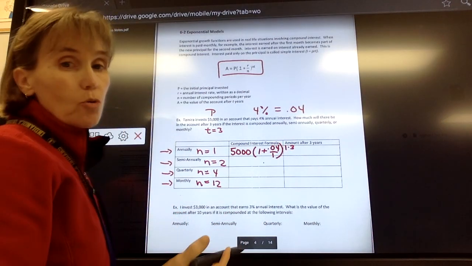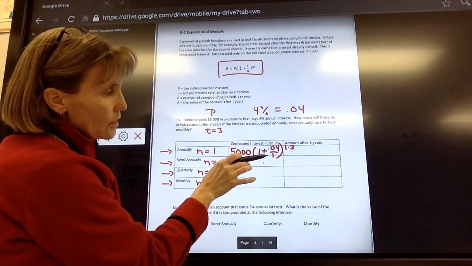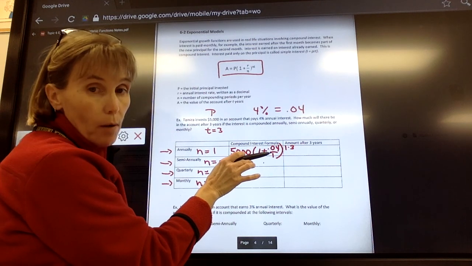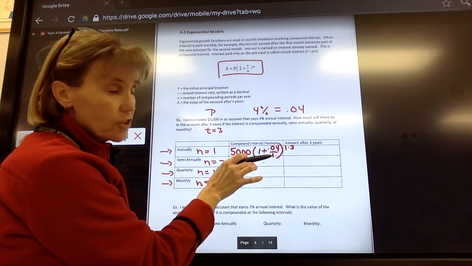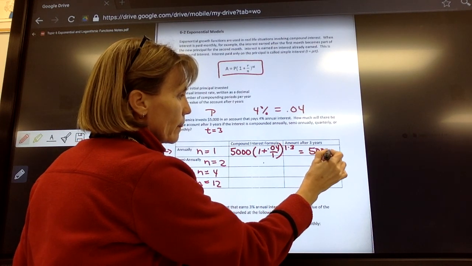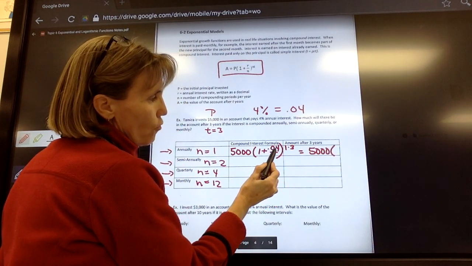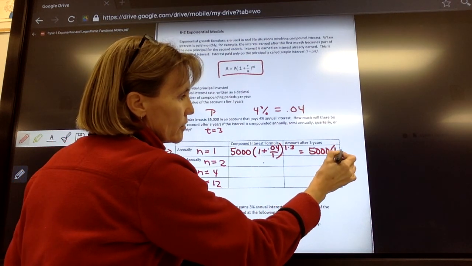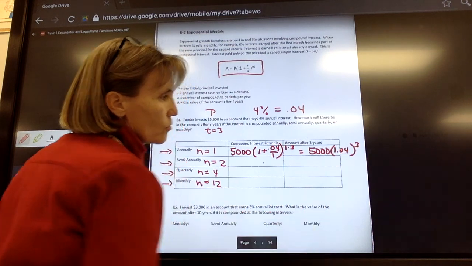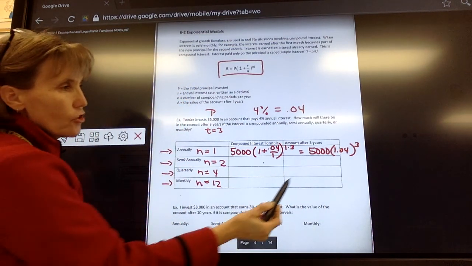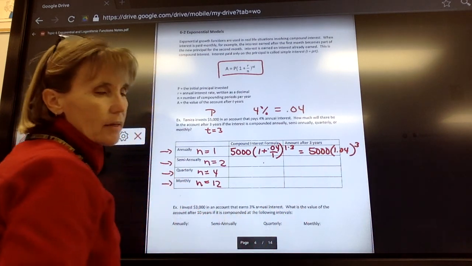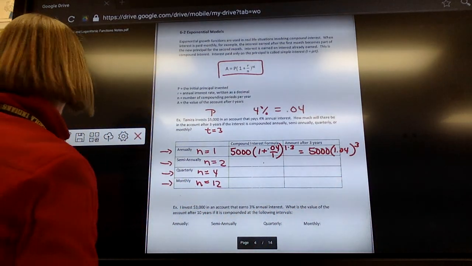And again, you want to follow order of operations. So inside parentheses, we have to evaluate this. We would take 0.04 and divide it by 1. Anything divided by 1 is just going to be itself. Okay, that would be 0.04 plus 1. That would be 1.04. And then I can multiply outside the parentheses. 1 times 3 is 3. So just like the previous section, you're going to want to take this 1.04, raise it to the third power, and then take your answer times 5,000.